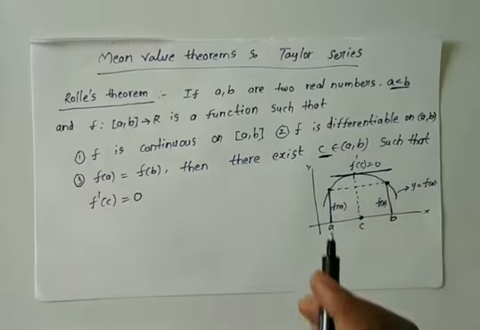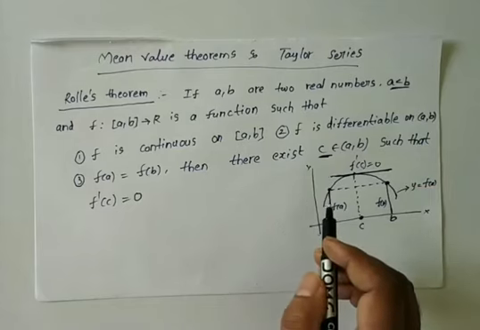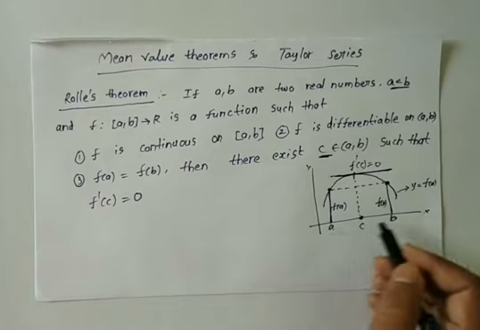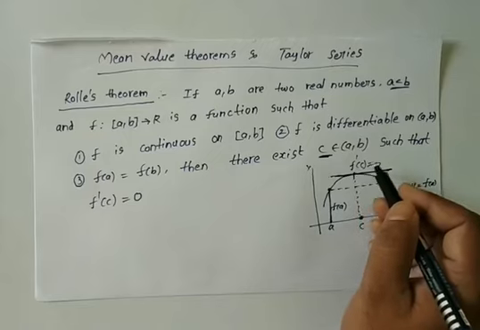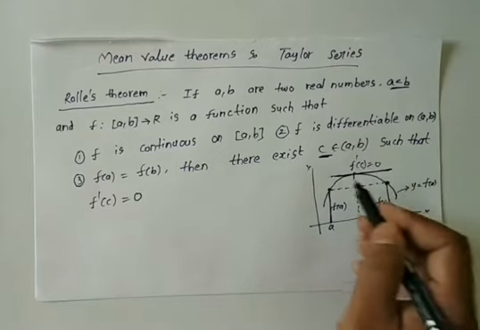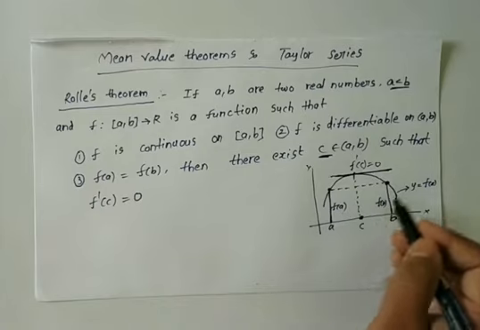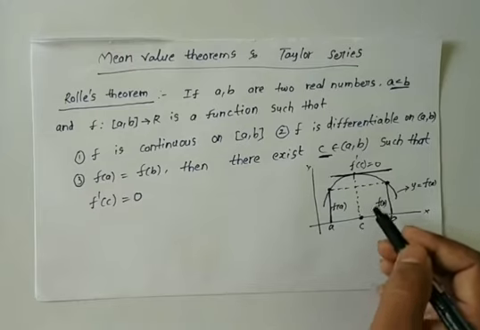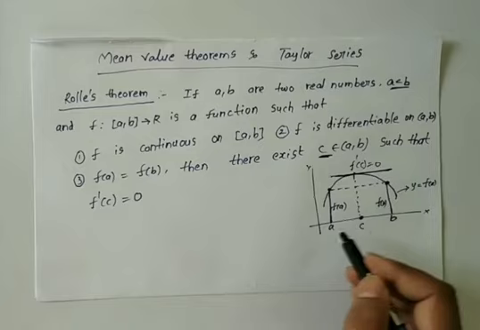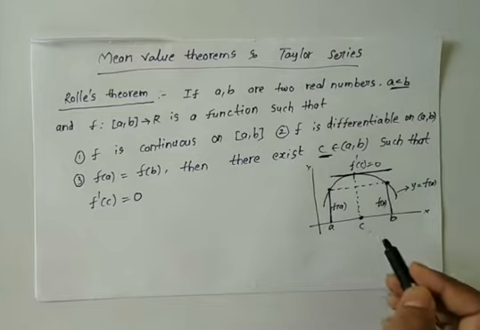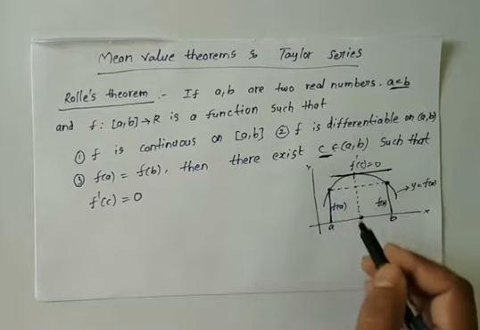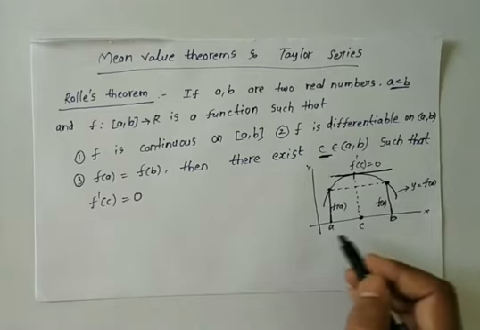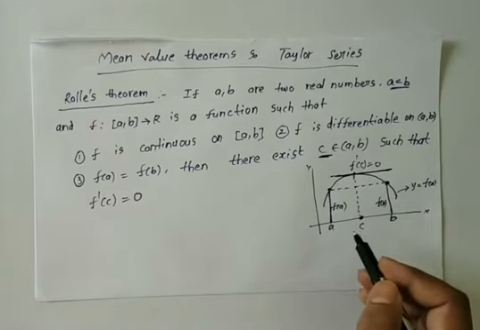Don't worry. So finally we can say the existence of a point c which lies in the open interval a comma b such that f dash c is equal to 0 on the curve y is equal to f of x, which shows that there exists at least one point where the tangent is parallel to the x-axis, or in this graph the slope becomes 0 at least at one point which lies in the open interval a comma b. So this is the claim of Rolle's theorem.